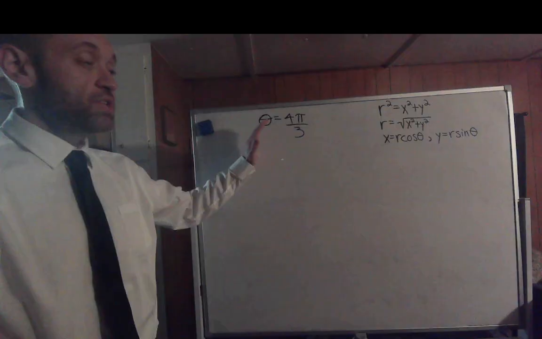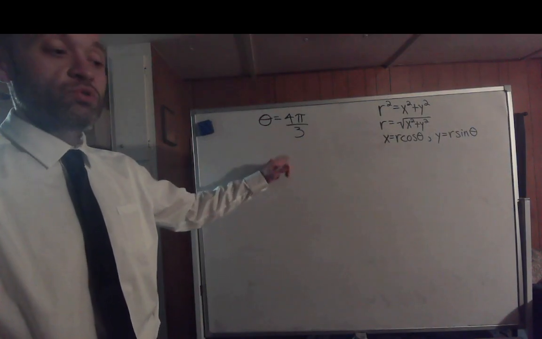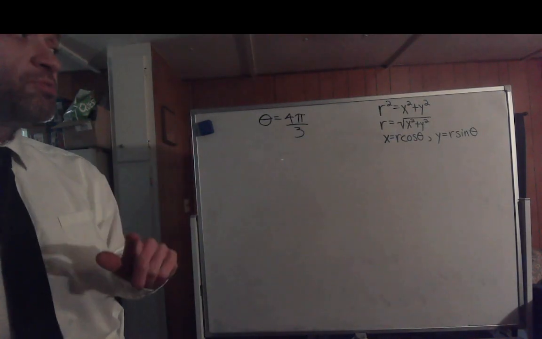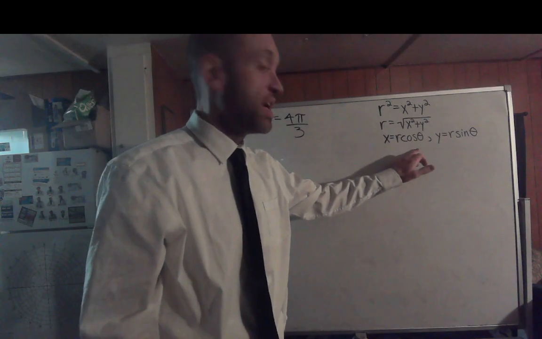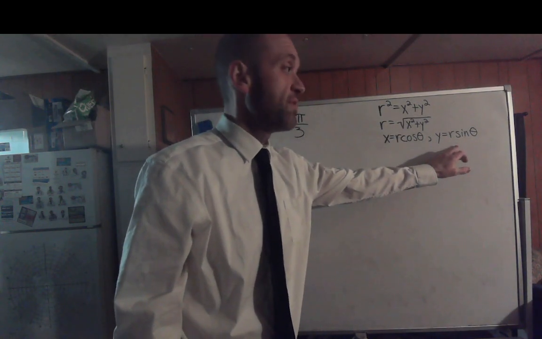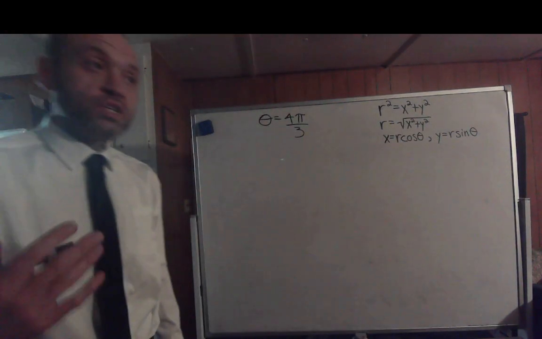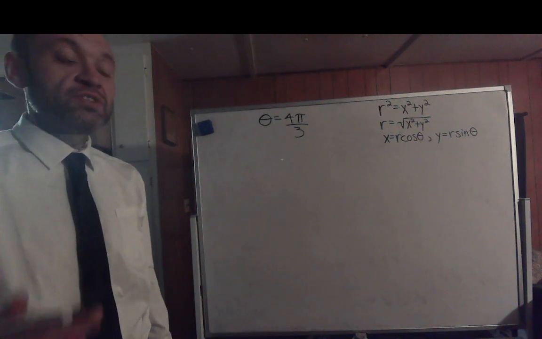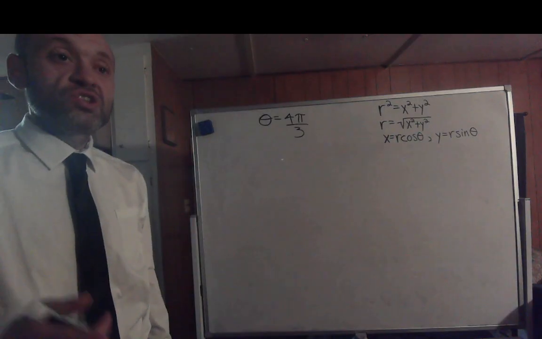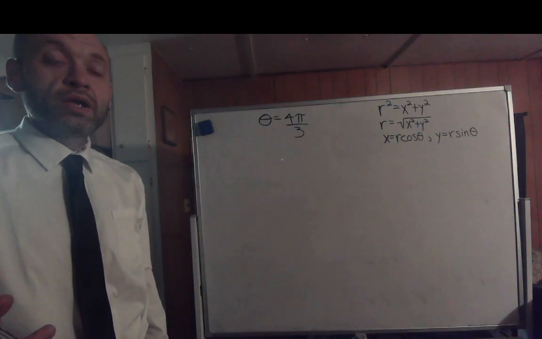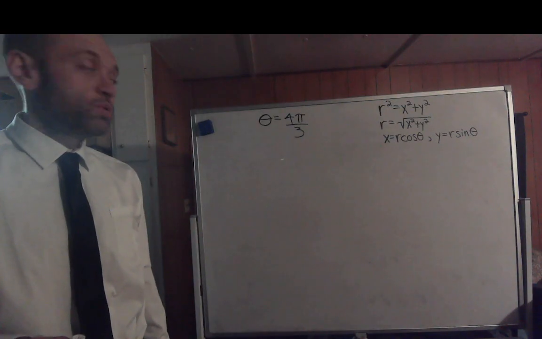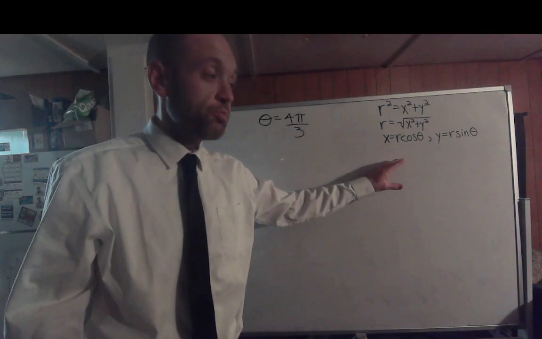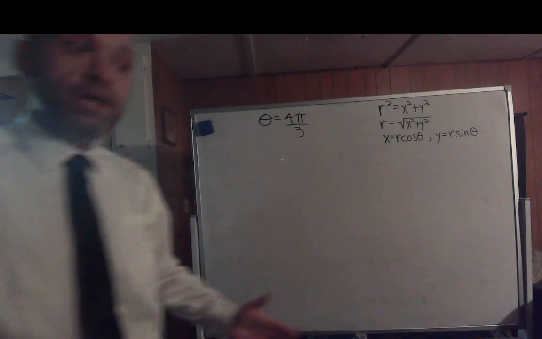How do we approach these types with just theta equal to some angle in radians? It is helpful to remember that x equals r cosine of theta, y equals r sine of theta. What you can do is pick two values of r. My recommendations are always 0 and 1. Because what that's going to do is give you 2 points on that line so you can find the slope and therefore find the equation.